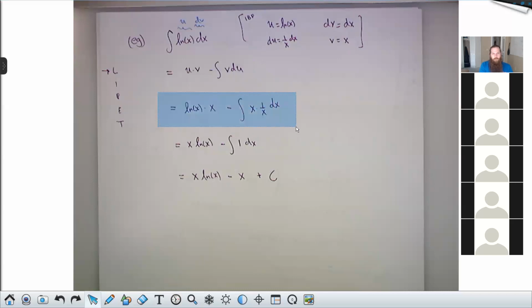So my IBP formula gets us here. Now we're on our own. From here, we got to figure out what to do. But this integral is easy.